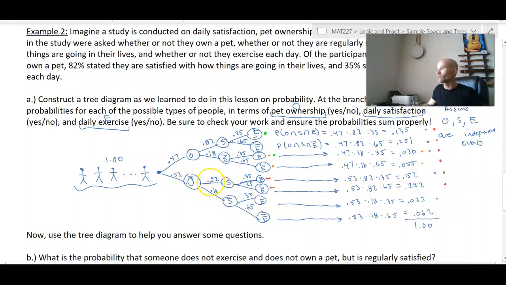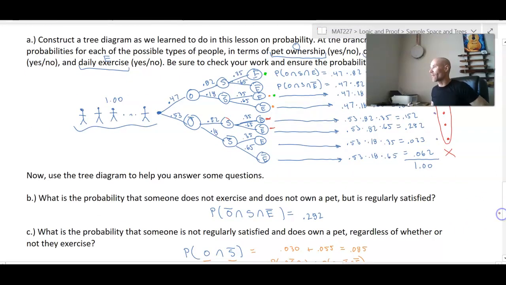Now here, these 2, they don't own a pet, they aren't satisfied, but they do exercise. That's this one. And notice that that's everything but this last one, where they do none of them. So in our previous video, we said that the probability of at least one is 1 minus the probability that they don't do any of those things. So either we could add up all 7 of these, or we could just, once again, think about that.